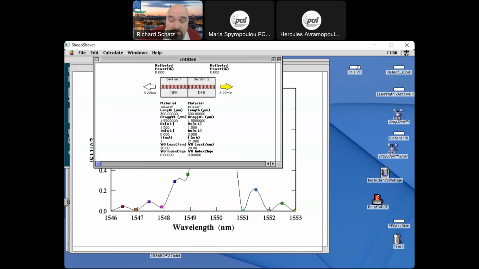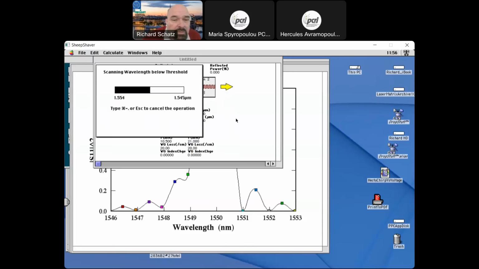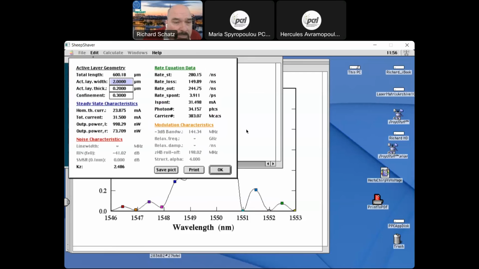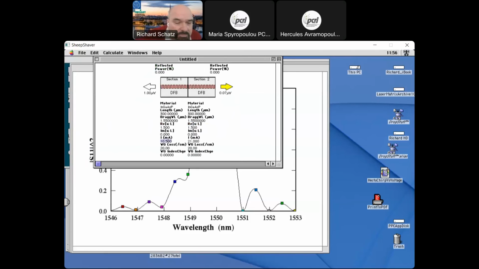Sorry, I was not at threshold here. I should put it 21 milliamp. I need to calculate the threshold here again. It's the data for this laser. So the threshold is 23 milliamps, so I should have 11.5 in each. Otherwise, you get spatial hole burning, and then you don't see what I wanted to show.